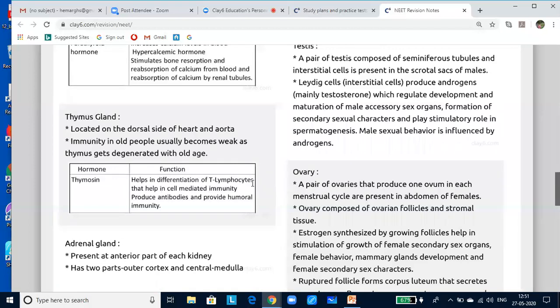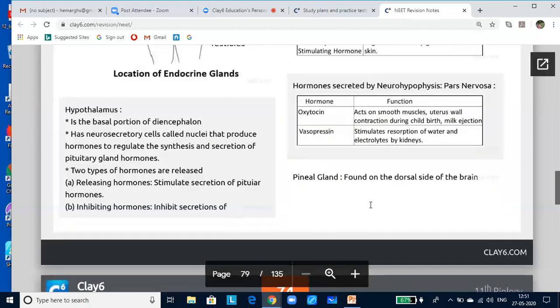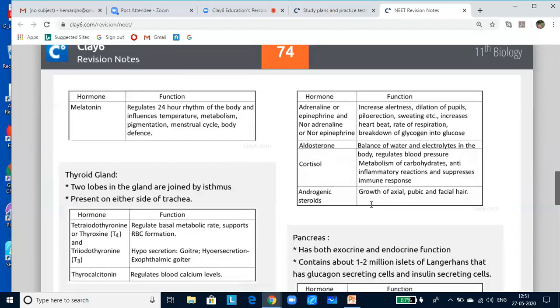Humoral immunity. Now let us look at adrenal glands. Renal, you know, is kidney. Adrenal means the gland that is situated on the top of the kidney. So it is present at the anterior part of each kidney. There are paired glands located on the kidneys, structurally and functionally divided into adrenal cortex, the outer cortex, and central medulla. Now let us look at the hormones secreted by it: adrenaline or epinephrine and noradrenaline or norepinephrine.